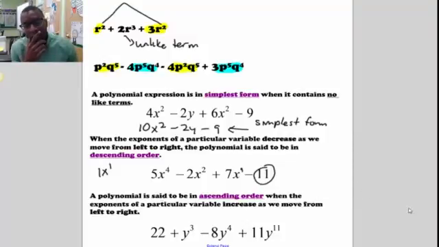Okay, and a polynomial is said to be in ascending order when the constant is on the left and the exponents of the variables increase from left to right.